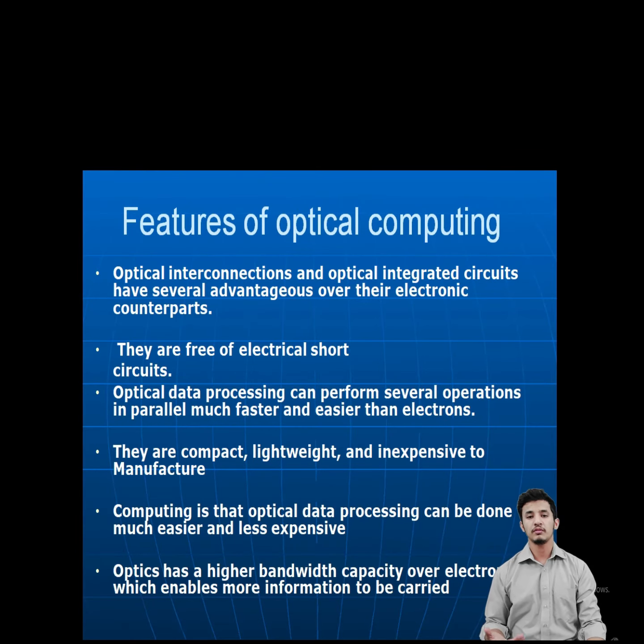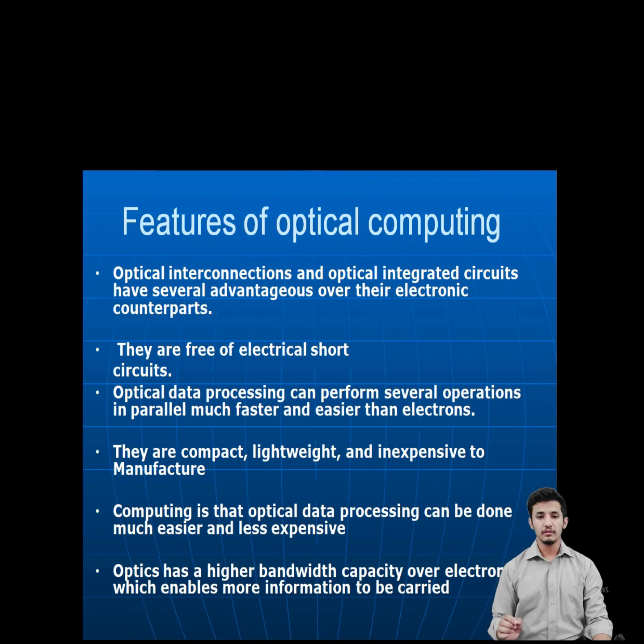So, let's talk about the features of optical computing. Optical interconnections and optical integrated circuits have several advantages over their electronic counterparts. They are free of electronic short circuits. Optical data processing can perform several operations in parallel much faster and more easily than electrons. They are compact, lightweight, and inexpensive to manufacture. Optical data processing can be done much more easily and faster. Optics has a higher bandwidth capacity than electronics, which enables more information to be carried.